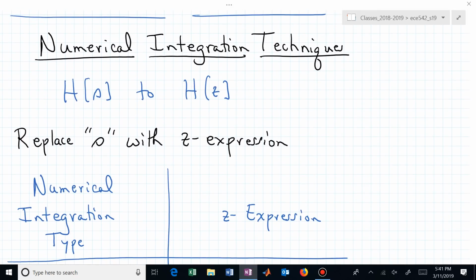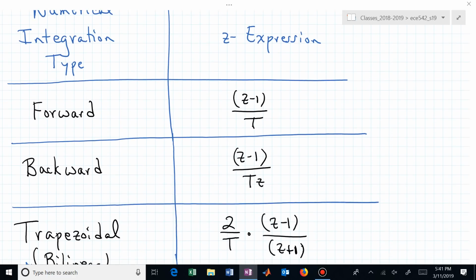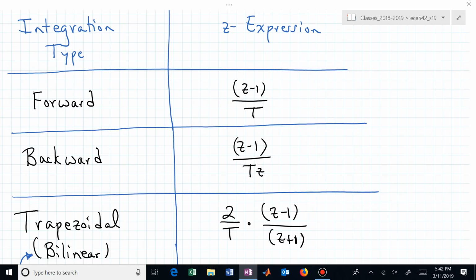If we're doing these numerical integration strategies, we're really replacing the variable s with some z domain expression. It's not a direct z plugging in for s. We have these different expressions. This table shouldn't surprise anybody, and it should be very familiar. We have the forward rule, which we've derived. We replace s with that expression, z minus 1 over T.